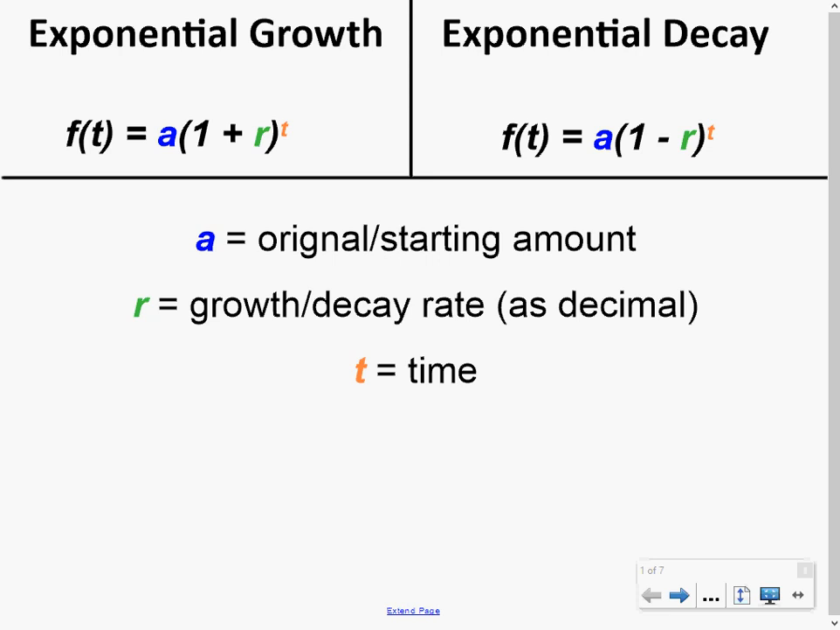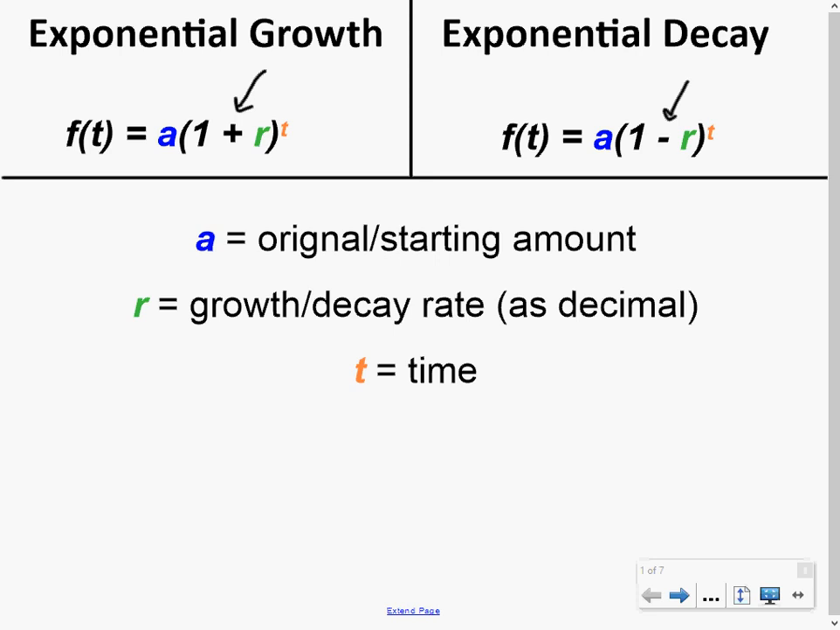Now notice that our formula for growth and decay looks very similar, except growth has a plus here, decay has a minus here. The reason that there's a 1 there is because 1 is really representing 100%. We start with 100% of our initial amount, and we are either growing, so we're adding some percentage to that, or we're decaying, meaning we're subtracting some percentage away. So that's the only difference in the formula.